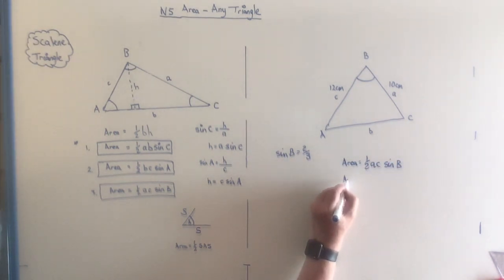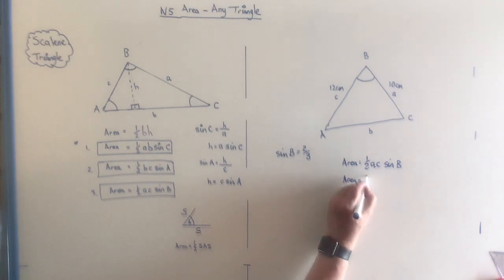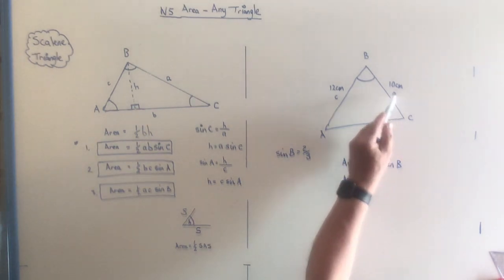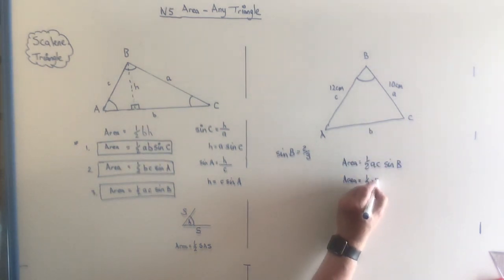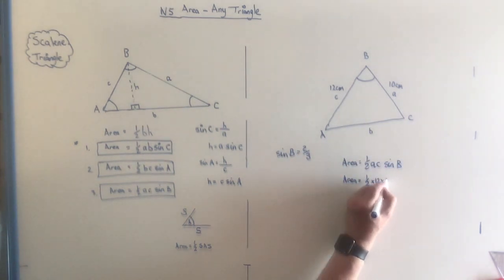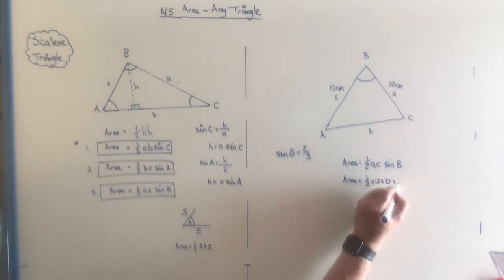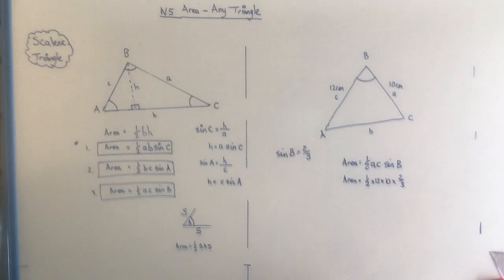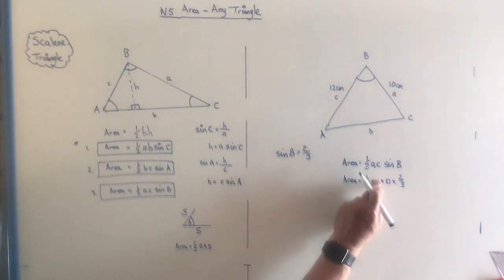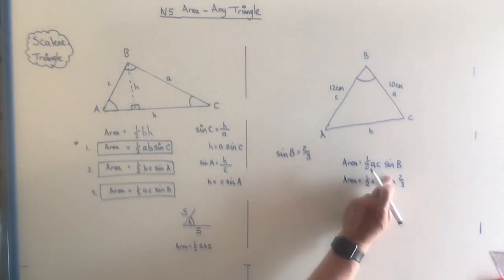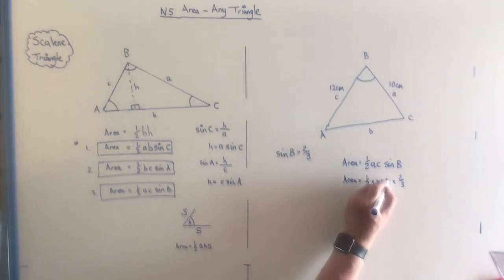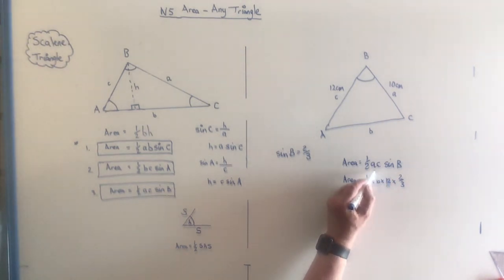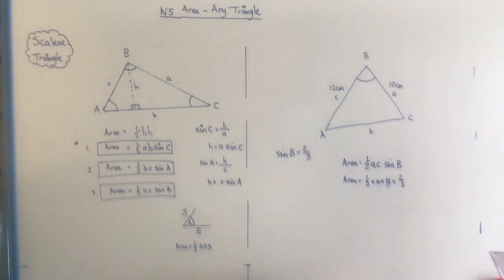So my area is going to be a half, two sides that we know, which are 12 and 10, times sine the angle, which is 2/3. Okay, I should swap these round here, just technically. That should be the 10, and this one should be the 12. So just in case I'm confusing some people here.